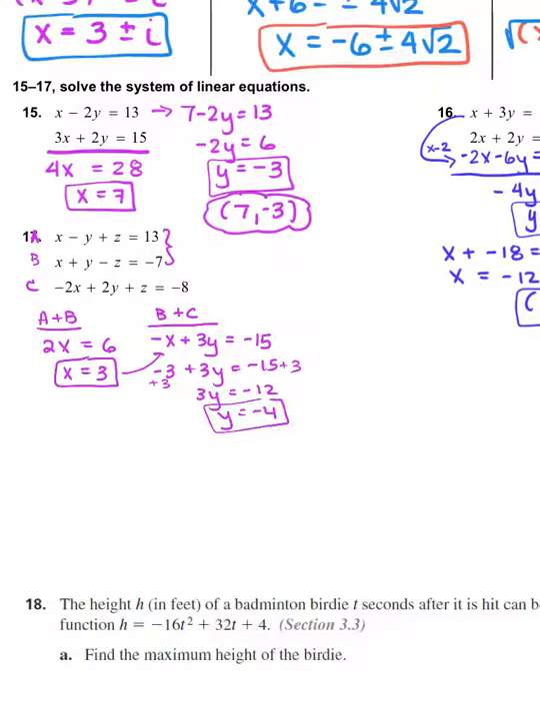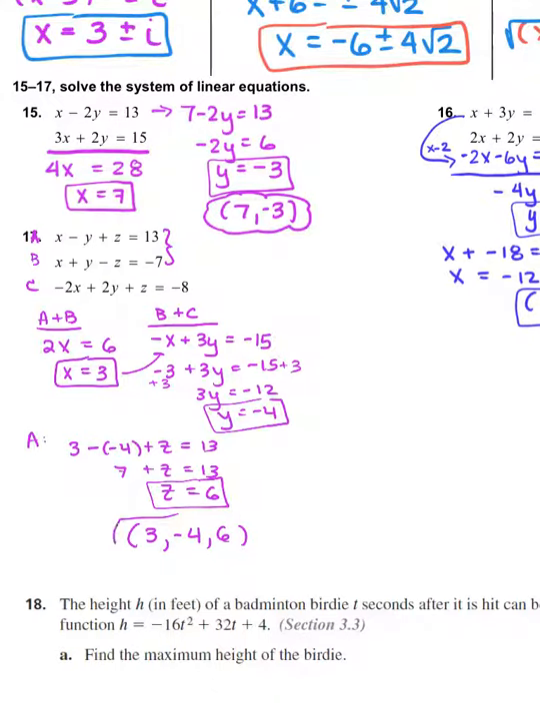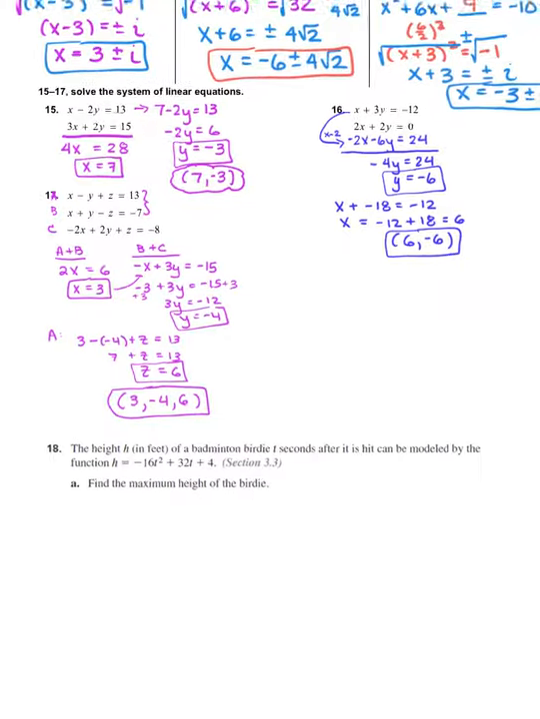And then all I have to do is plug everything back in. I'm going to plug it all into a. So I have 3 minus negative 4 plus z equals 13. So 7 plus z equals 13, and z therefore equals 6. And we write it as an ordered pair x, y, and z. And that's it. So that's a review of your systems of equations.